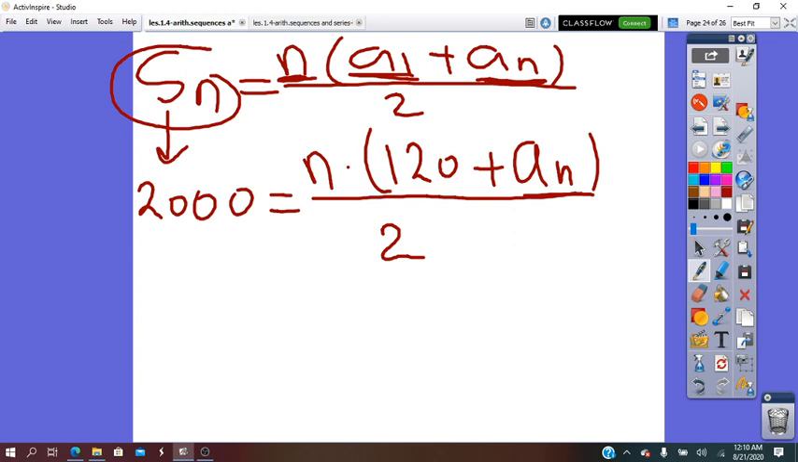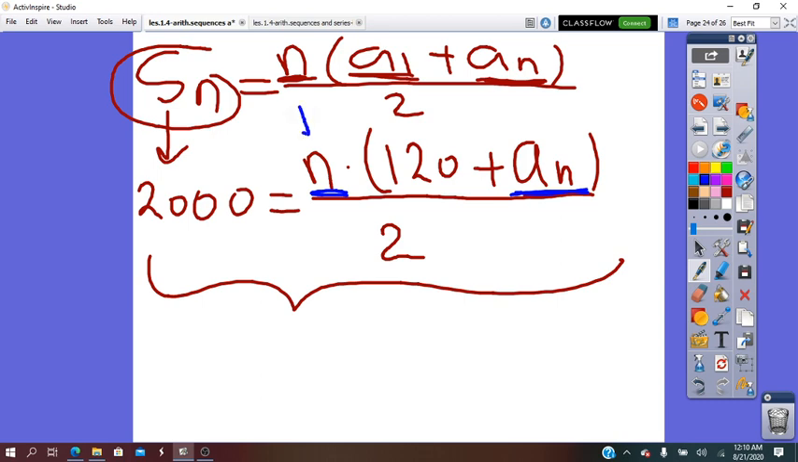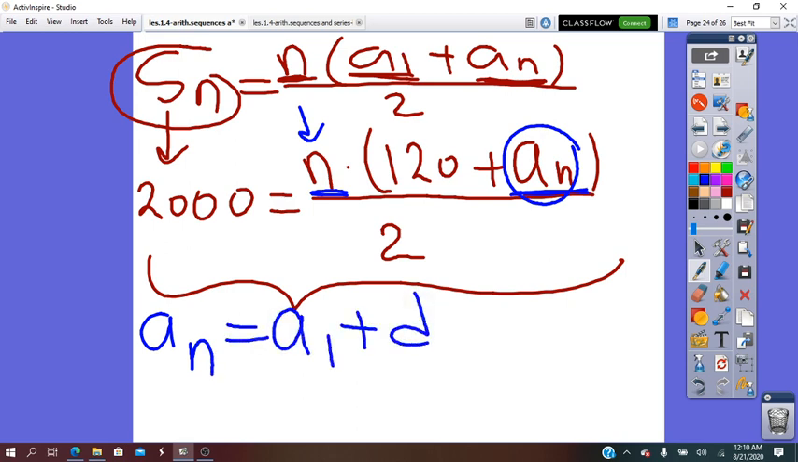In this way, we wrote an equation. But this equation has two variables, n and an. We cannot solve one equation with two variables. That's why we have to find one of them. To find n is our question, and we cannot do it yet. So what can we do? We will try to find the nth term. We know that the nth term is a1 plus the common difference times n minus 1. The first term was given.